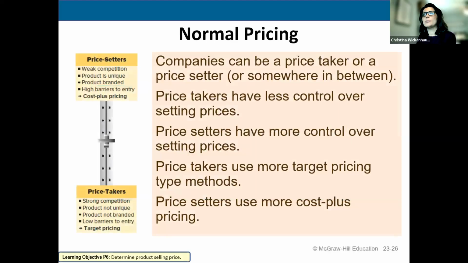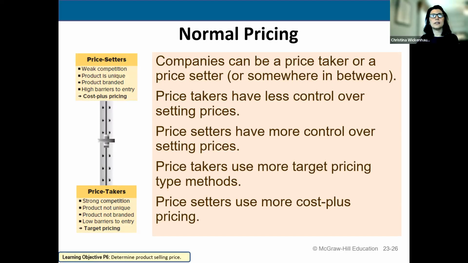So how do we determine a product selling price? Companies can be a price taker or a price setter. Price takers face a lot of strong competition. The product is not unique. It's not branded. There are low barriers to people producing similar products. And so their approach is target pricing, whereas price setters, there's not many competitors in that market.